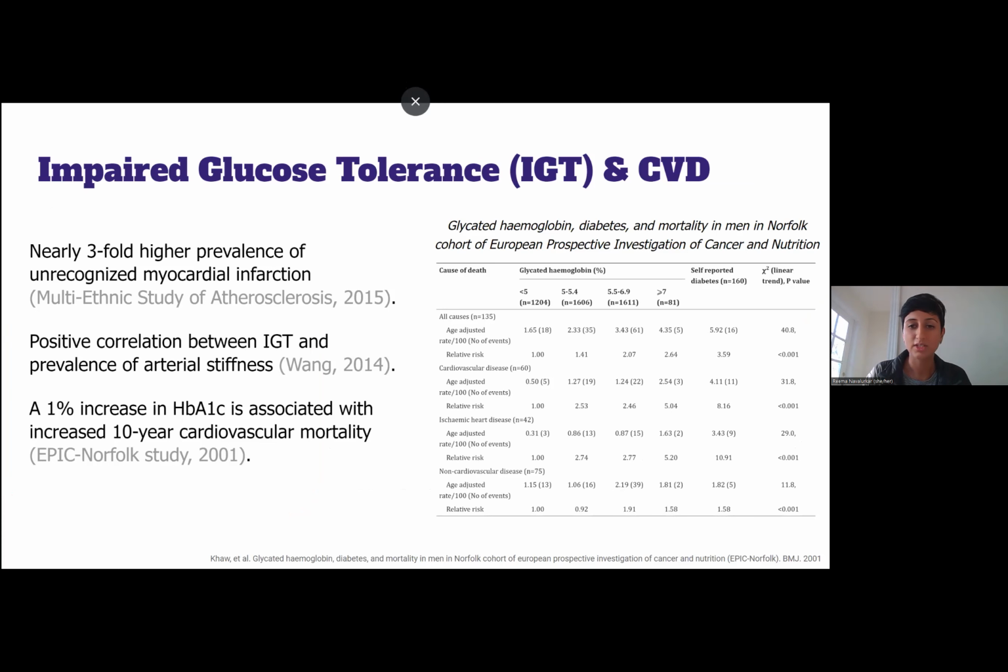Okay. So in the early stages of impaired glucose tolerance, we see some of the downstream effects that are associated with diabetes, even at normal A1Cs. You see a nearly 3-fold prevalence of unrecognized MI. You can see increased arterial stiffness. And then interestingly, even a 1% increase in A1C has a 28% increase in 10-year cardiovascular mortality. That difference, not quite at 28%, but a statistically significant one, persists even at A1Cs that a lot of us gloss over when we get labs and think are perfectly normal. And these are, I think, pretty staggering numbers.